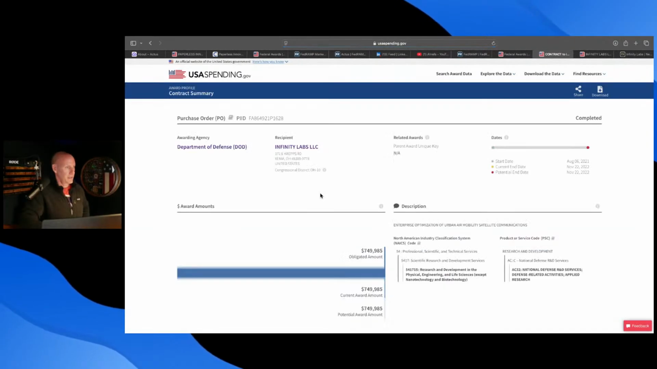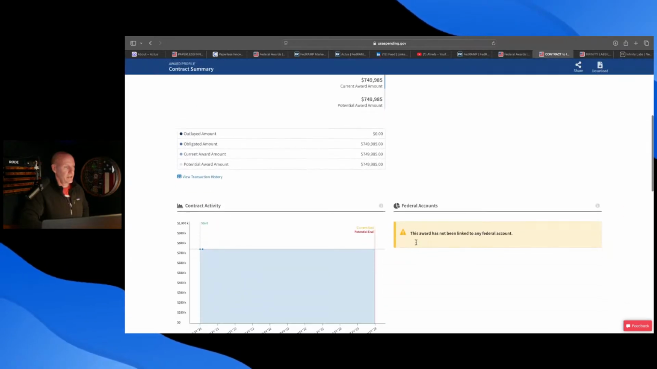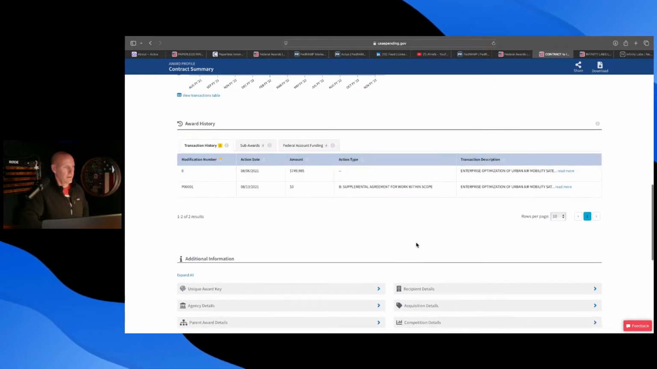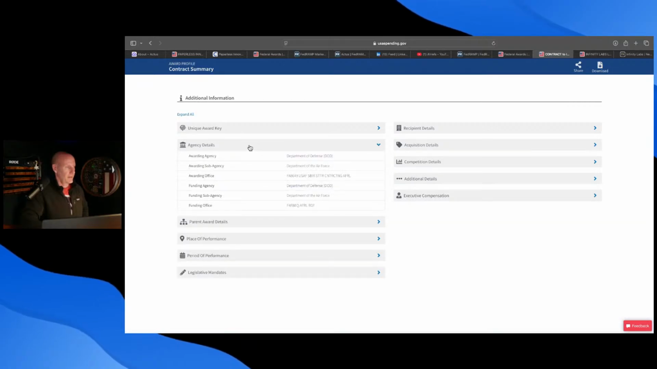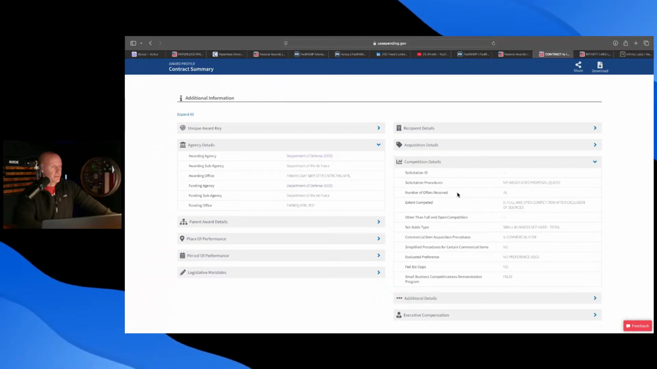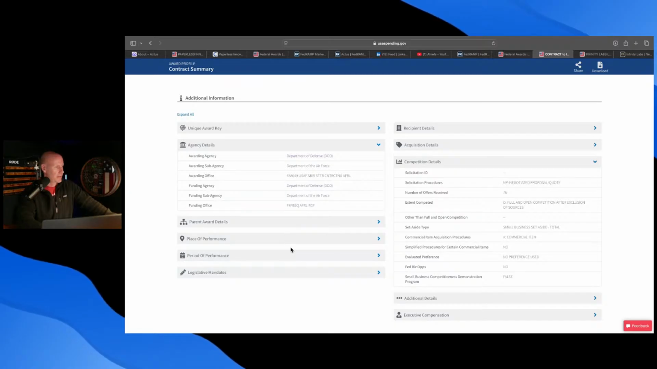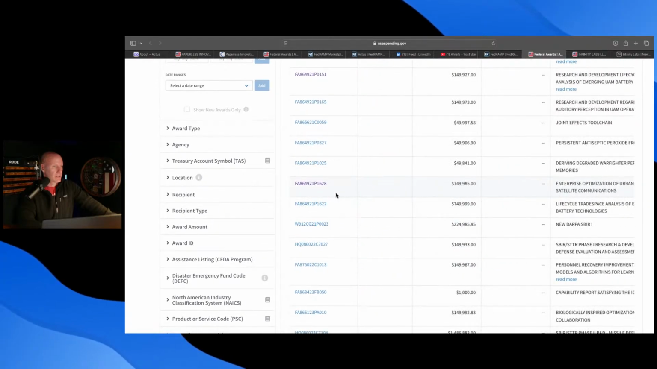So let's see here. Air mobility, satellite communications. Okay, supplemental agreement for workers scope. Yeah, I'm just going to go right over here. Oh man, we're starting to see a theme here, aren't we? So we got that SBIR office again. This is the awarding office. Competition, 76 offers received. Small business set aside, full and open after exclusion of small business set aside. Okay, so we're seeing a lot of success in the SBIR, and it speaks a lot about this company.